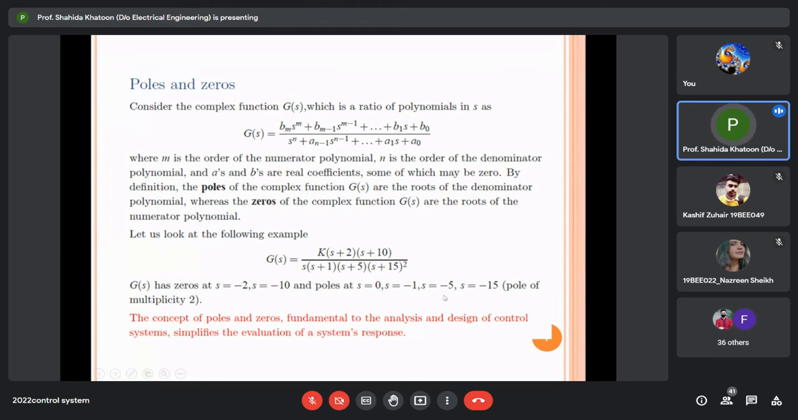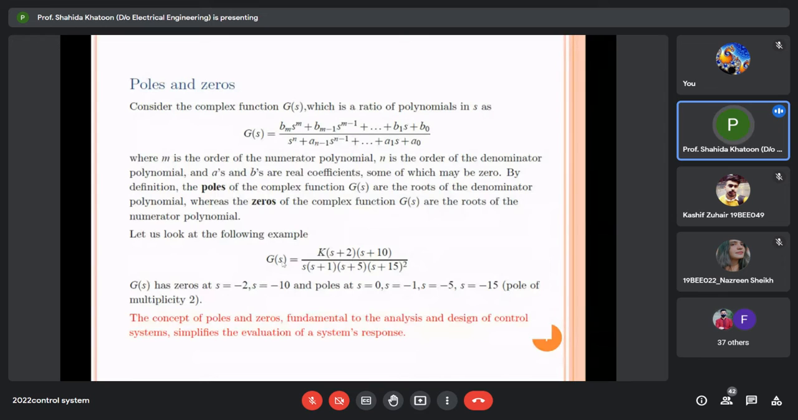Because at s equal to these values 0, minus 1, minus 5, minus 15, the value of G(s) becomes infinite, right? Because 1 upon 0 is infinity. So we call 1 upon 0 infinity, and we call it a pole, because at this frequency the transfer function, this G(s), is the transfer function, s is the frequency. So the frequency at which the transfer function assumes infinite value is called the pole.